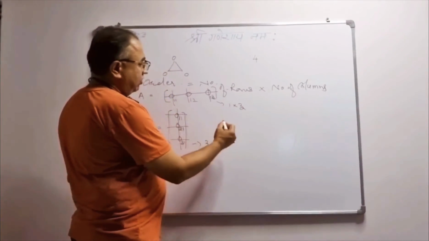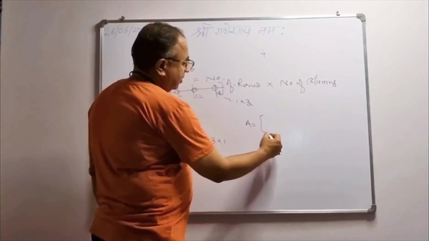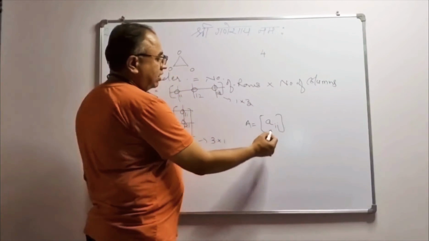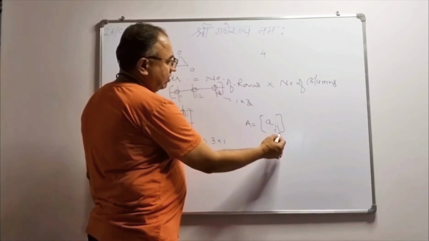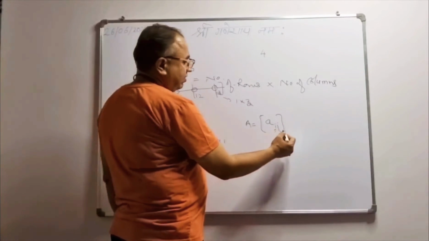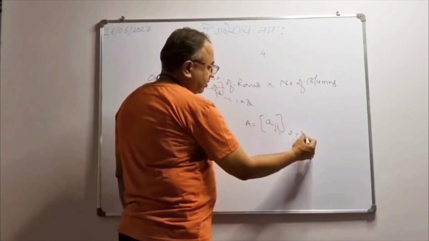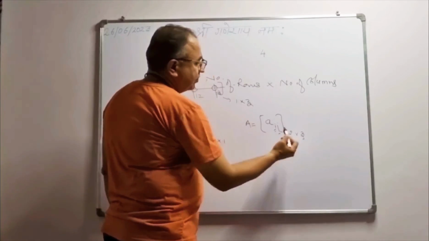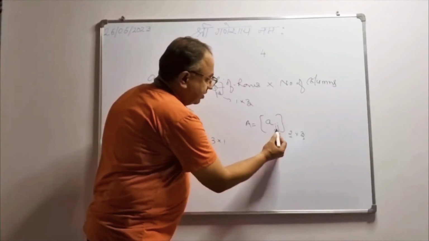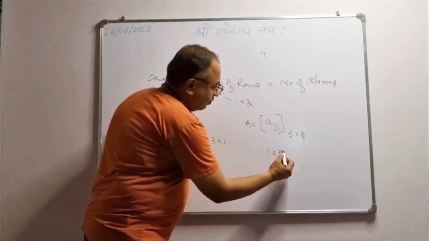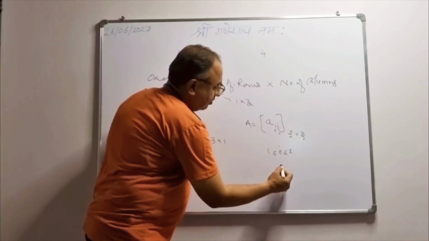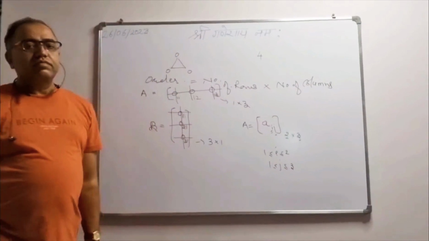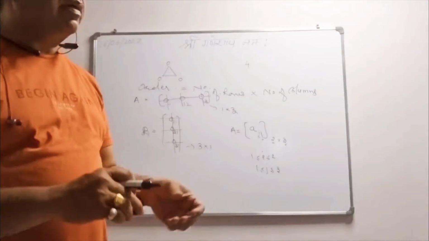Now, to write a matrix, its entries are always denoted by small letters, a i j. Here i stands for number of rows, j stands for number of columns. If I say it's a matrix of order, say 2 by 3, that means there are maximum 2 rows and maximum 3 columns. That means i, the row number, varies from 1 to 2, and the column number j varies from 1 to 3. This is how we represent a matrix, right?